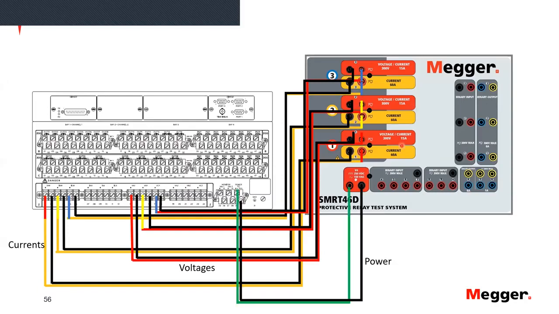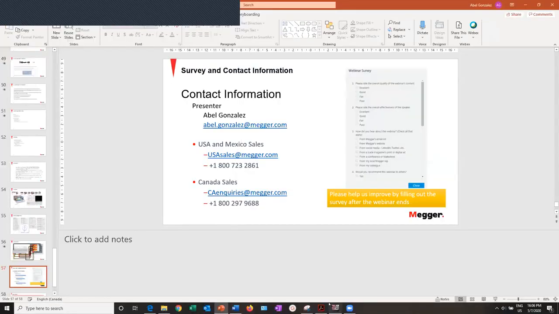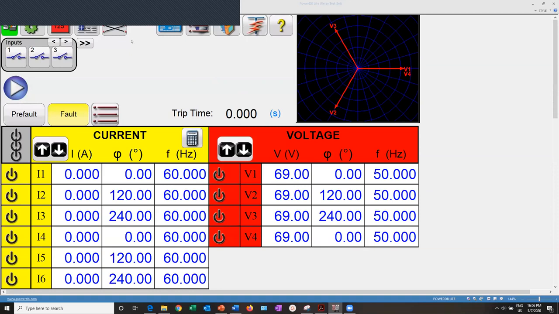I am going to power up the relay using the auxiliary power that I have on this source, and I'm going to use binary input coming from the relay. So now I'm going to leave the presentation, and I'm going to connect with PowerDB.